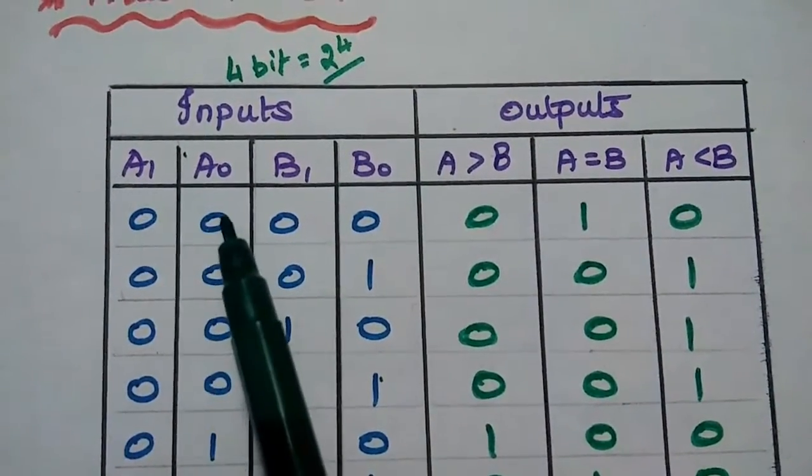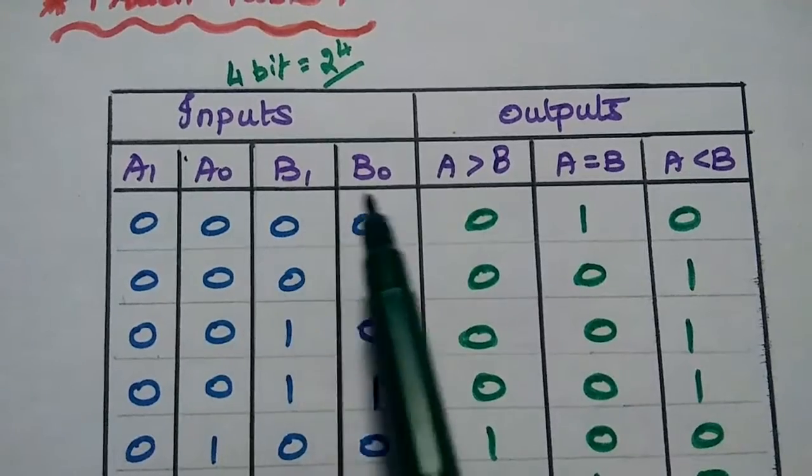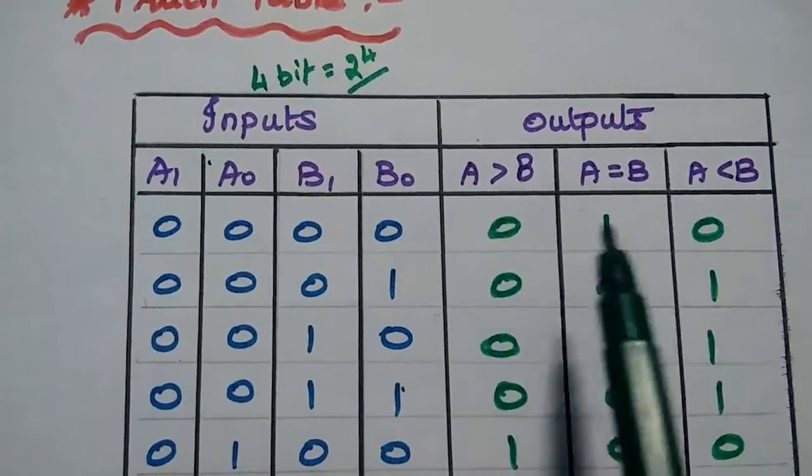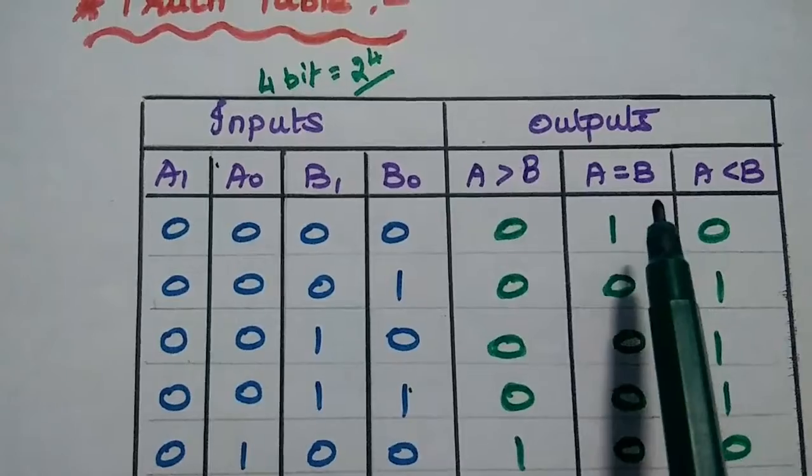So here A1, A0 is 0, 0. Here B1, B0 is 0, 0. So both are equal. So here we can put 1 in this. A is equal to B.